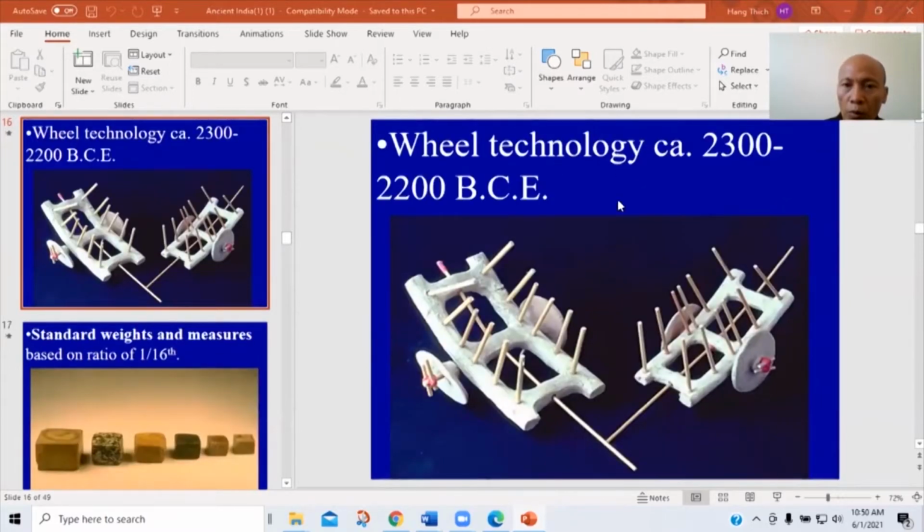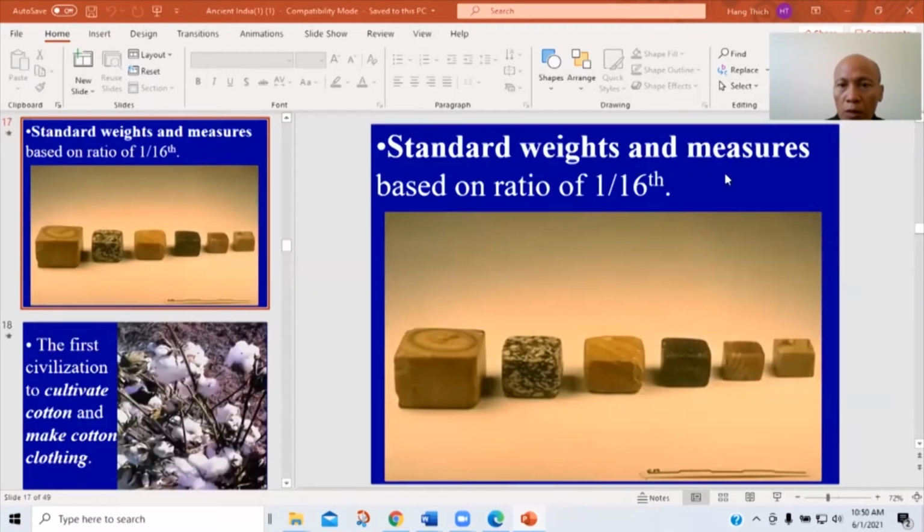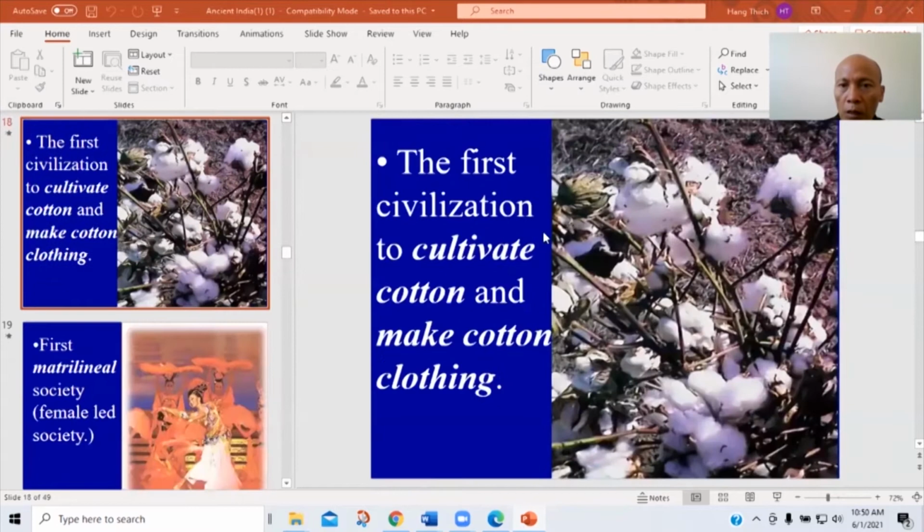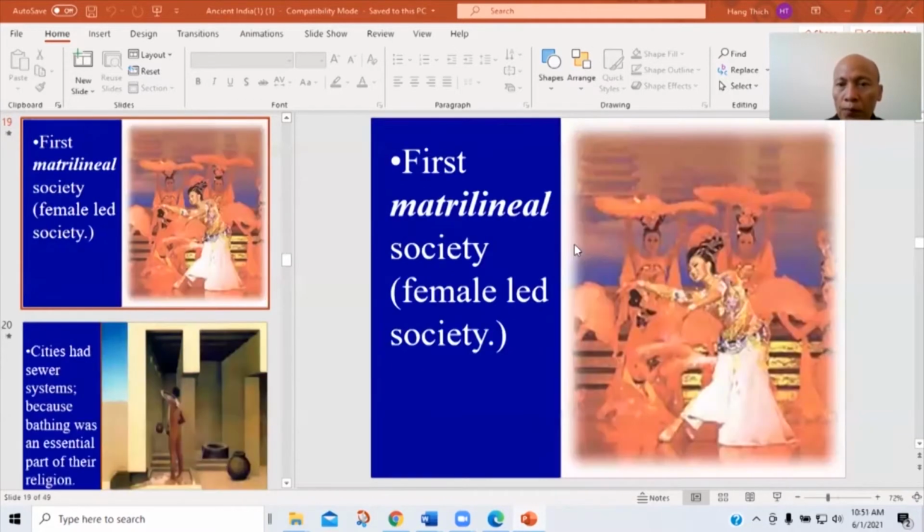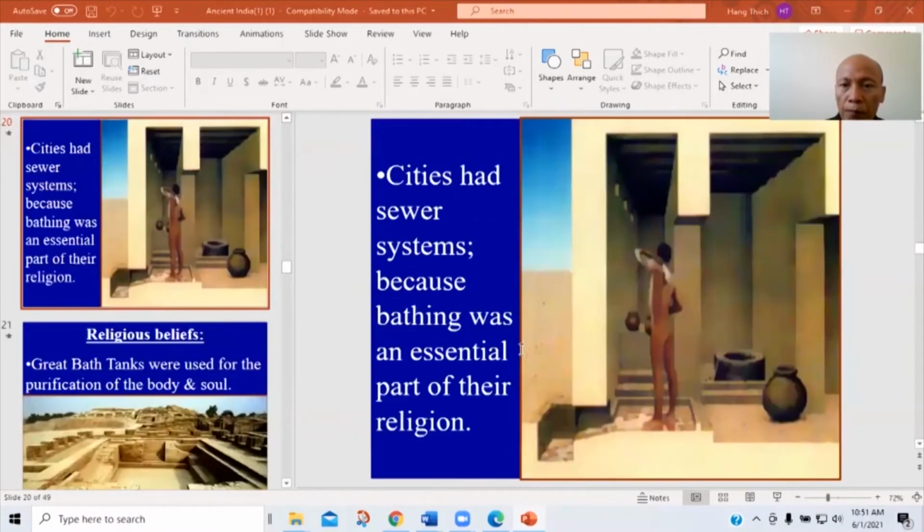And they had wheel technology between 2300 and 2200 BCE, and standard weights and measurements based on the ratio of 1/16. This is the weight and measurement system. They were also the first civilization to cultivate cotton and make cotton clothing in this area. They created the first matrilineal society, meaning a female-led society. And the city had a sewer system, because they had the bath, which was an essential part of their religion.